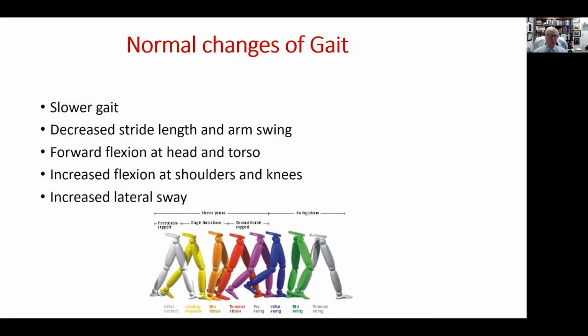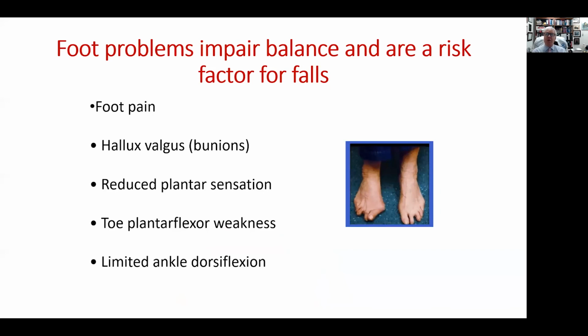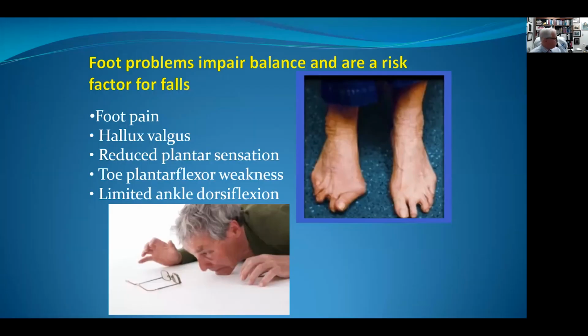You will notice decreased stride length and arm swing, forward flexion at the head and the torso, and increased lateral sway. Foot problems impair balance and are a great risk for falls. So a lot of those things that we talked about, bunions and hammer toes and neuropathies and weaknesses of the toes and limited mobility of a joint, are a really proximate cause of trips and falls.